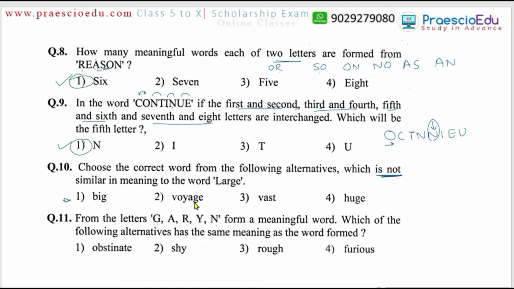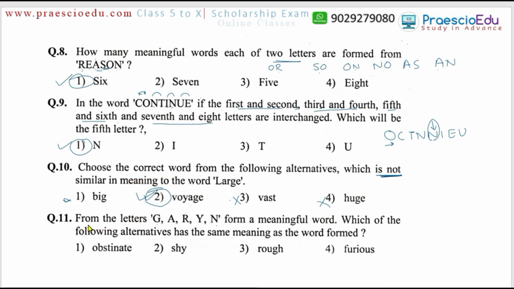Then voyage means long journey, or we can say the tour, so this is not a synonym of large, so this can be our option. But let's check option number 3 and option number 4. Vast, we can say bigger, larger, so this is the meaningful word, but we are asking which is not, so this option is incorrect. Huge is also large, so this option is also not, so that's why option number 2 is the correct one.